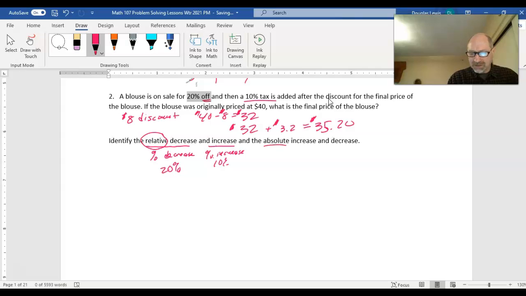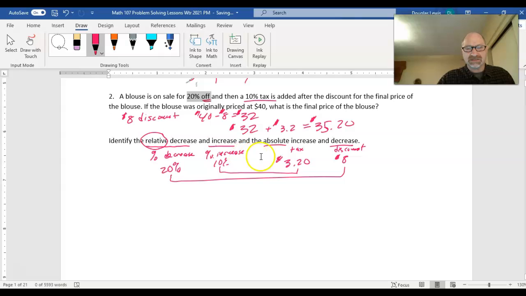Now, what do absolute increase and absolute decrease mean? Well, the increase was where we had the tax, and that was $3.20. That was the absolute increase. That's the amount of increase. And then the decrease came from the discount. The discount was how much? That was $8. So the 20% goes with the $8, and the 10% goes with the $3.20.